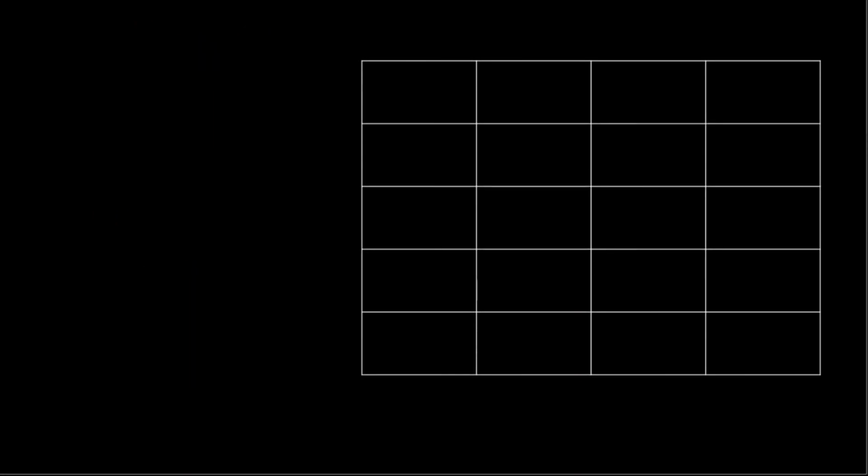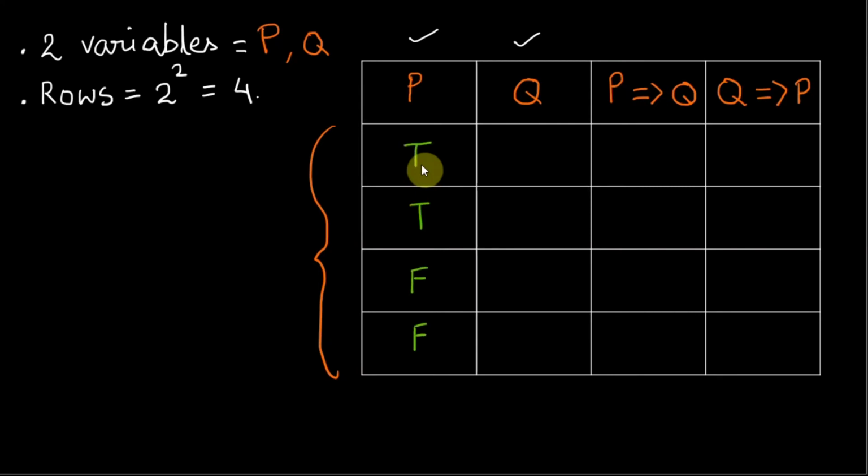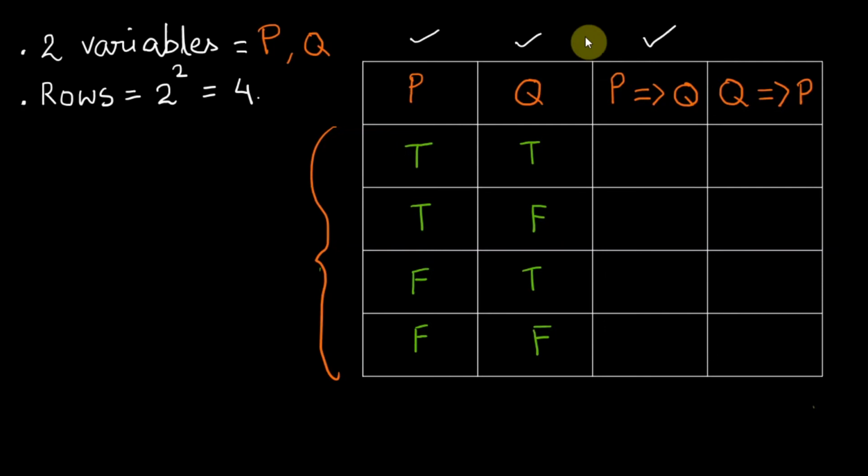Let us draw the truth table to see how the output looks for both statements for all the input combinations. There are two variables P and Q, so the number of rows in the truth table is 2 raised to 2 equals 4. The columns are P, Q, P implies Q, and Q implies P. Now we must enter truth values for each column, starting with P and Q. Enter true, true, false, false in the P column and true, false, true, false in the Q column. For the next two columns, we need to evaluate the entries using the P and Q column values.